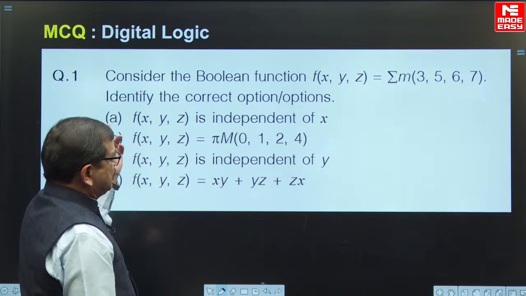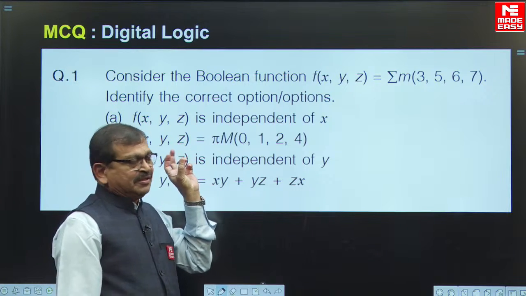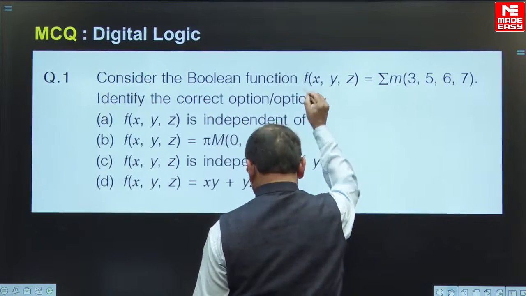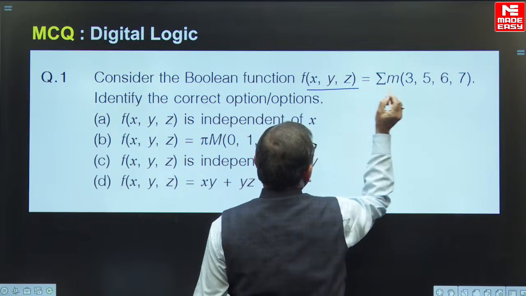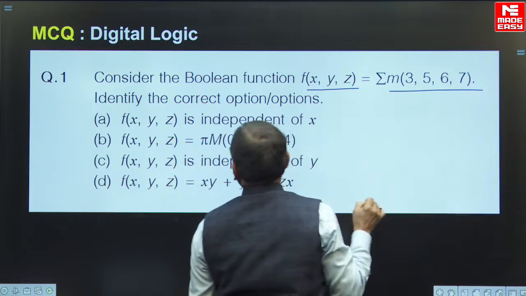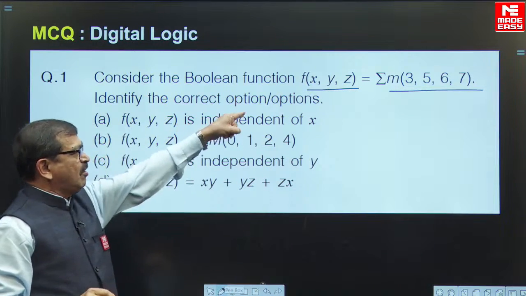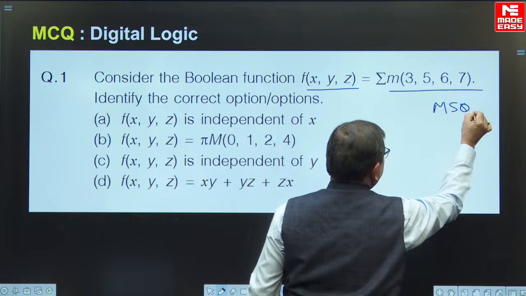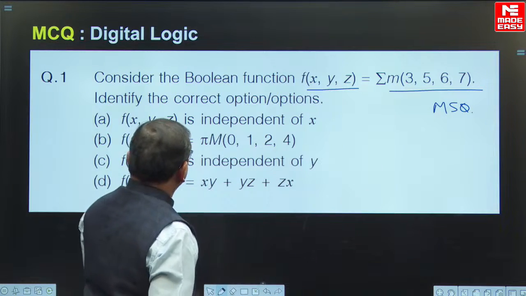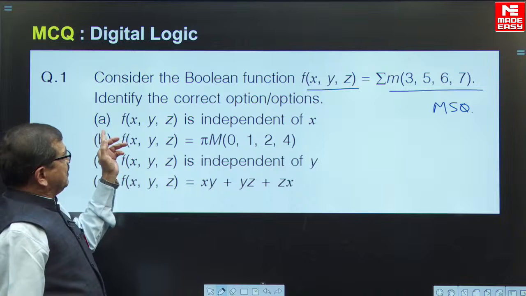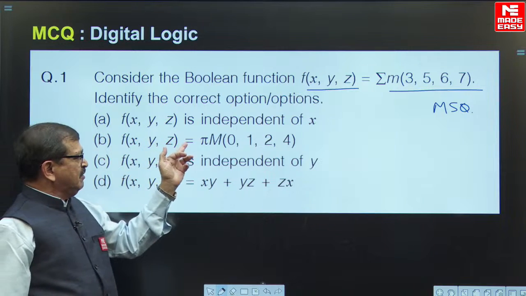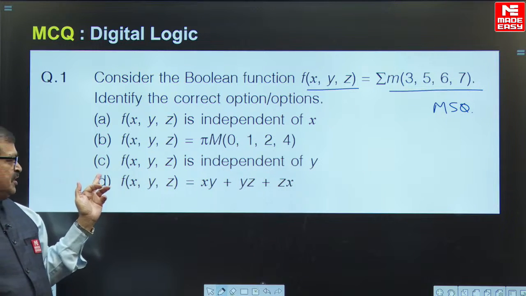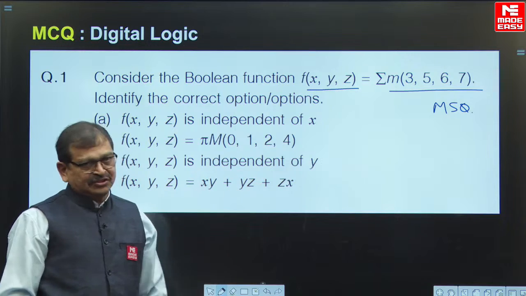This question is basically from the Boolean algebra part. Here in the question a Boolean function is mentioned on three variables x, y, z, which has the min terms 3, 5, 6, 7. Identify the correct option or options. So basically this is an MSQ question. One option says it is independent of x, option B is mentioned with the max terms, option C says the function is independent of y, and option D says it is xy or yz or zx.